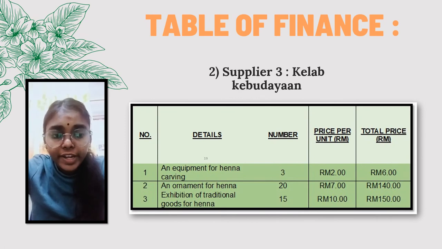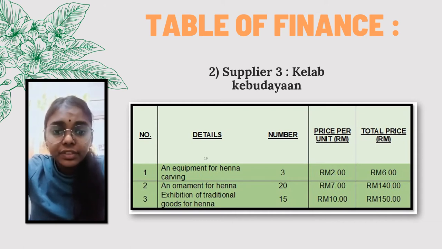Out of the table of finance, supplier 3 is Kelab Kebudayaan. The equipment for henna carving, 3 numbers, price per unit 2 ringgit, total price 6 ringgit. An ornament of henna, exhibitions of traditional, 20 numbers, price per unit 7 ringgit, total price of the equipment 140 ringgit. And thirdly, exhibition of the traditional good of henna, 50 numbers, price per unit 10 ringgit, total price 115 ringgit.